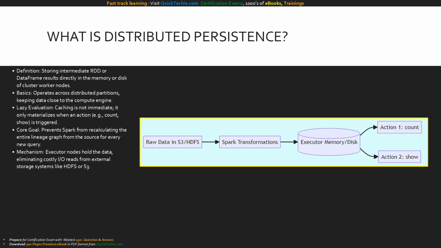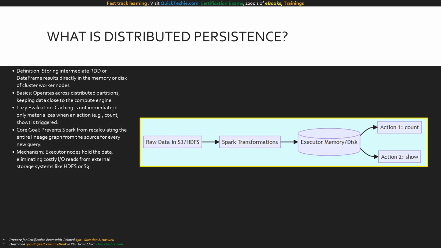Why do we specify distributed? Because the data isn't sitting on one single machine, it is intelligently partitioned and spread across your entire cluster of executors. This means that any subsequent actions on that exact same data are executed lightning fast, bypassing the origin storage.